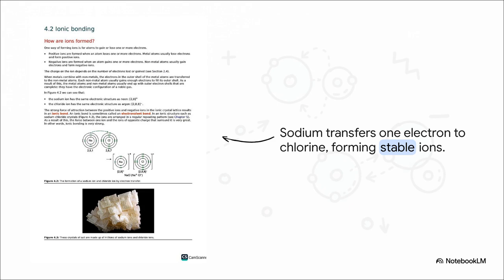Chlorine, on the other hand, has 7 outer electrons. It only needs 1 more to complete its shell. It's basically freezing and desperately needs that jacket. So by transferring that 1 electron from sodium to chlorine, both achieve a perfect, stable, noble gas configuration. Sodium is left with a positive charge, chlorine gets a negative charge, and boom, they lock together.